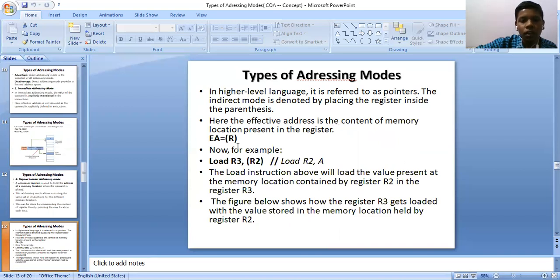EA is equal to (R). Now, for example, load R3, (R2), where R2 holds the address A. The load instruction above will load the value present at the memory location contained by register R2 into register R3. The figure below shows how the register R3 gets loaded with the value stored in the memory location held by register R2.